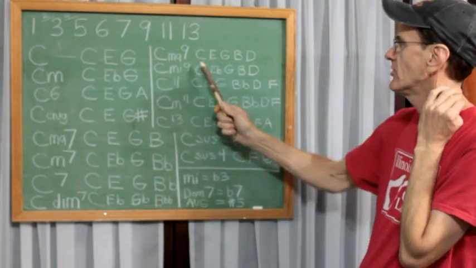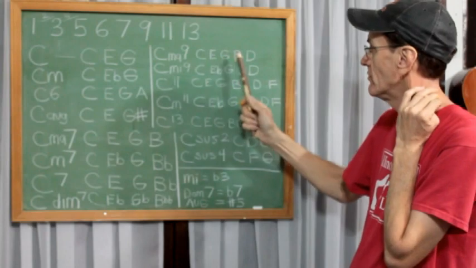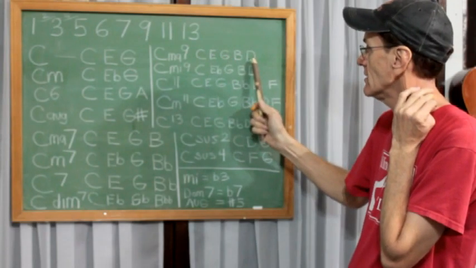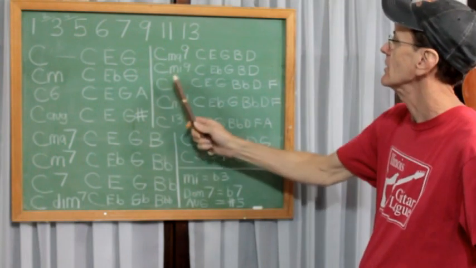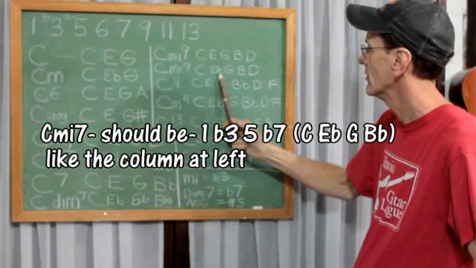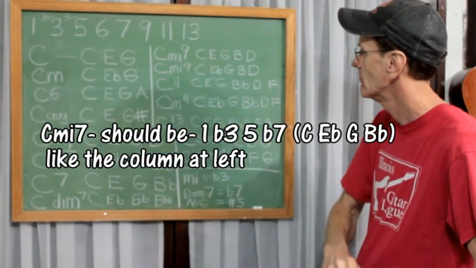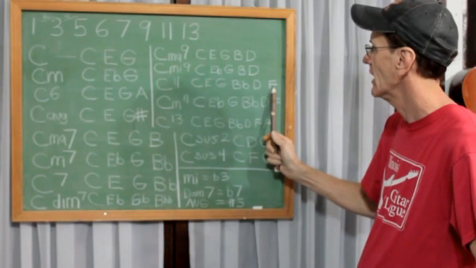C major 9: C, E, G, B, D. 1, 3, 5, 7, 9. Okay, you get it? It's pretty easy. C minor 7, minor always means flat the 3rd, so you're going to flat the E. C11: C, E, G, B flat, D, F.